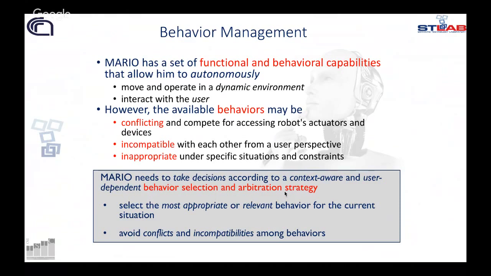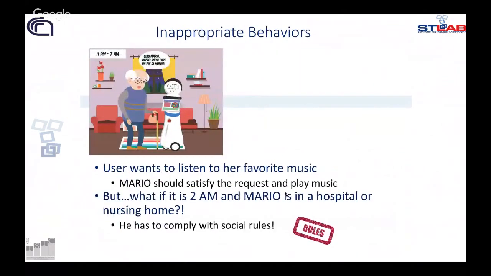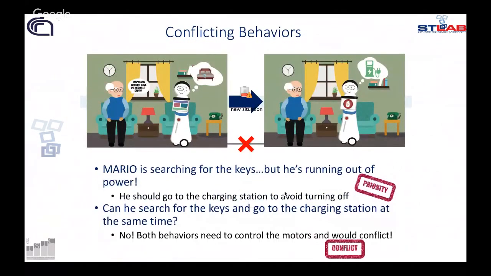So Mario needs to take decisions according to this context-aware and user-dependent behavior selection and arbitration strategy. So it has to select the most appropriate or relevant behavior and avoid conflicts. So, for example, if a person, the patient, asks Mario to look for the keys because he doesn't remember where he put them, Mario can do this. But, for example, what if he's running out of power? Of course, what happens is that the two situations are conflicting. So Mario cannot search for the keys and concurrently go to the charging station. So the charging is certainly prior to looking for keys, because he could run out of power.